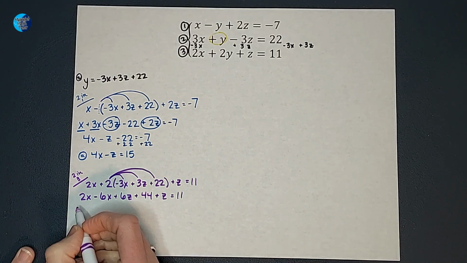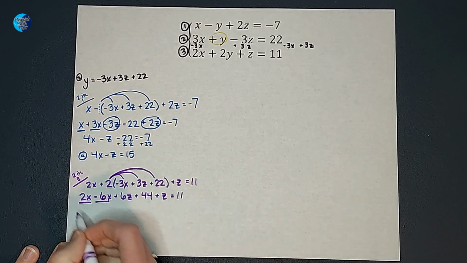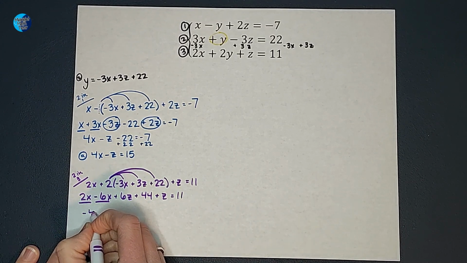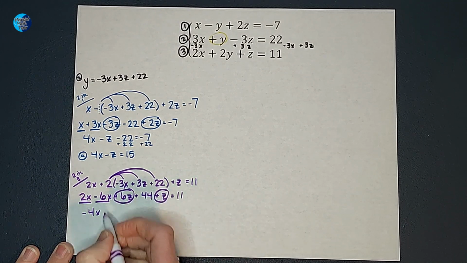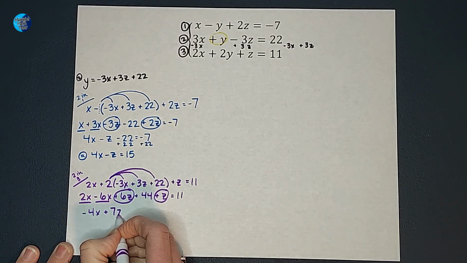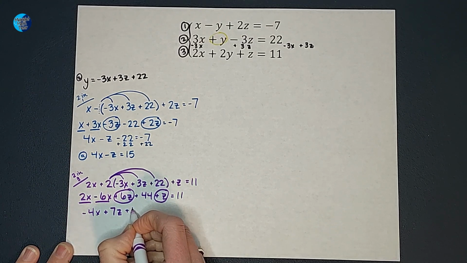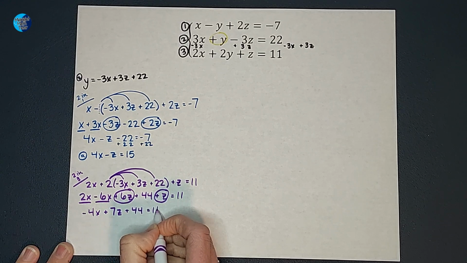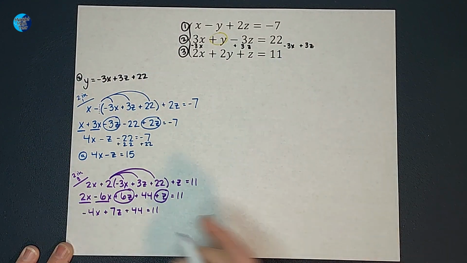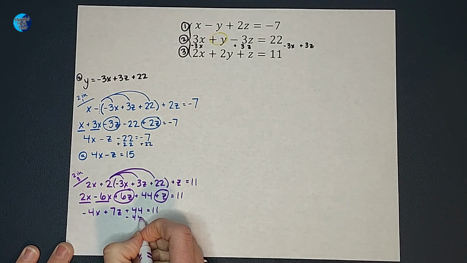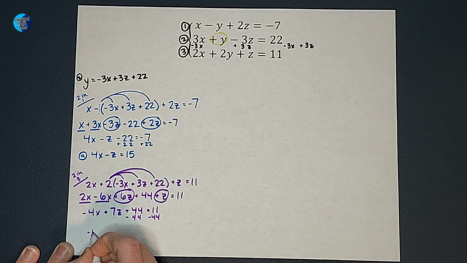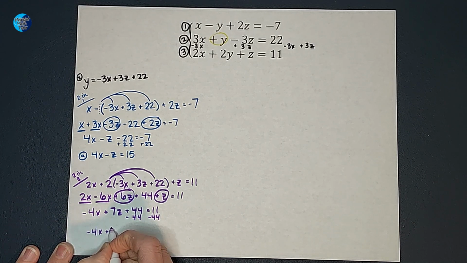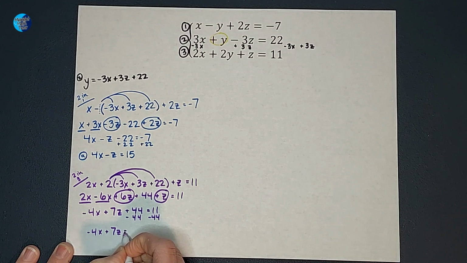All right, now we're combining like terms. So I've got 2x and negative 6x, which is going to give me negative 4x. I've got a 6z and a z, which is going to be 7z. And then plus 44 equals 11. Again, I want my variables on one side, my numbers on the other. So I'm going to subtract 44 from both sides, which leaves me with negative 4x plus 7z equals negative 33.